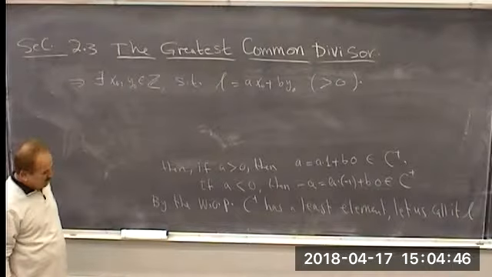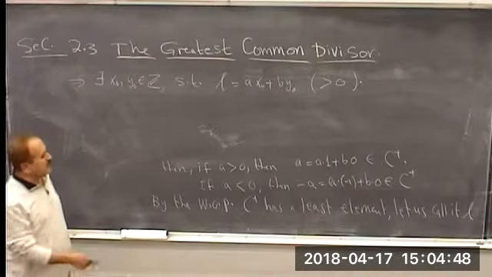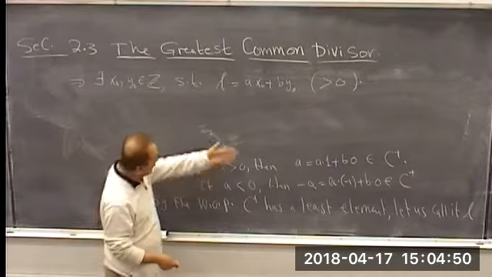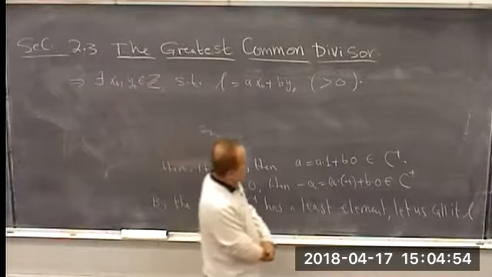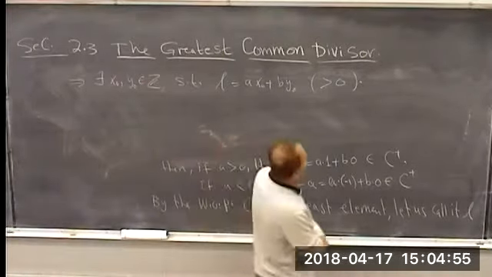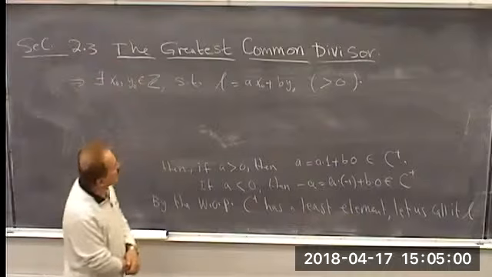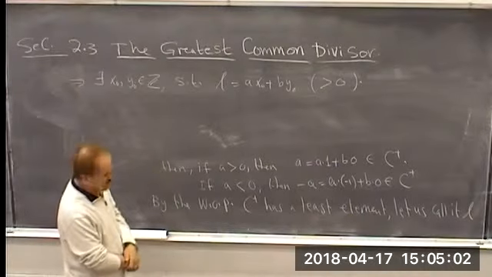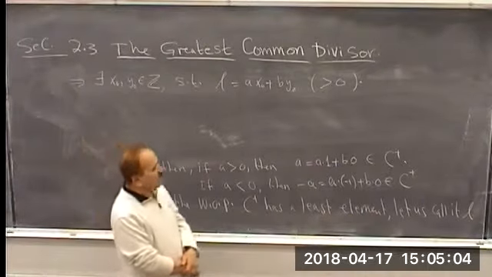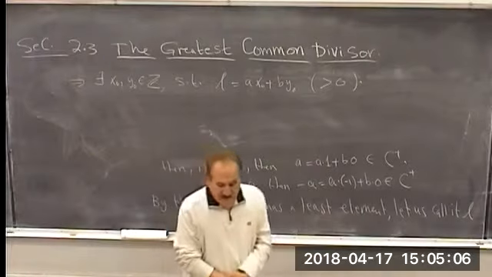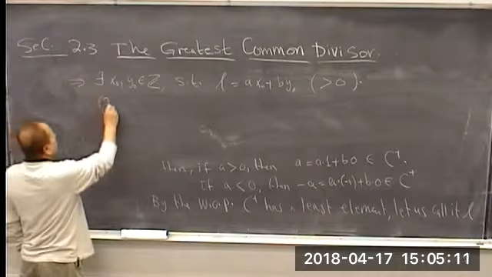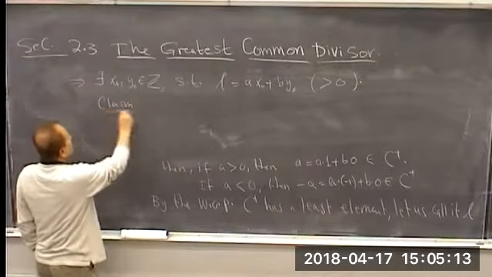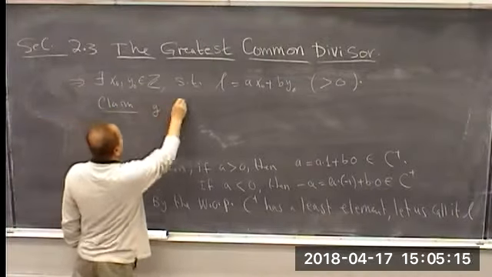I said non-negative, so I guess we proved that it contains a positive element. So we could actually make the class C consist of all positive elements of this form. What I'm going to show is that G is equal to L. So I have a claim that G is equal to L.